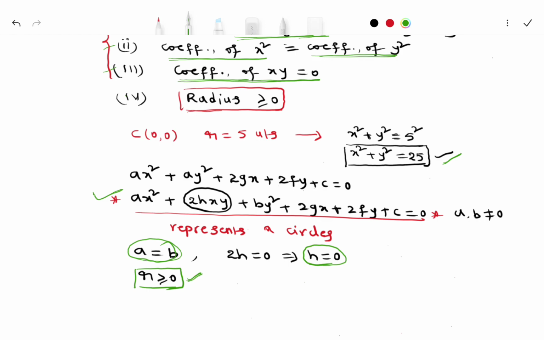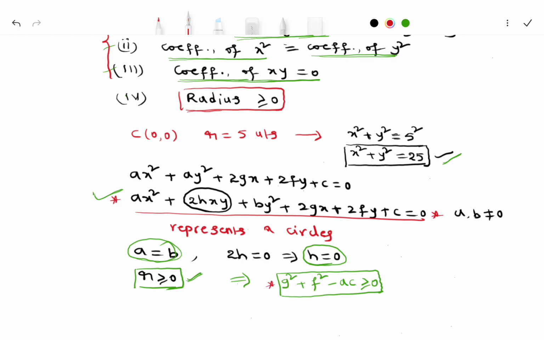Now, by simplifying, you will get g square plus f square minus a into c is greater than or equal to 0. This one is the result of r greater than or equal to 0. How will you get this result? We will discuss in the next video.